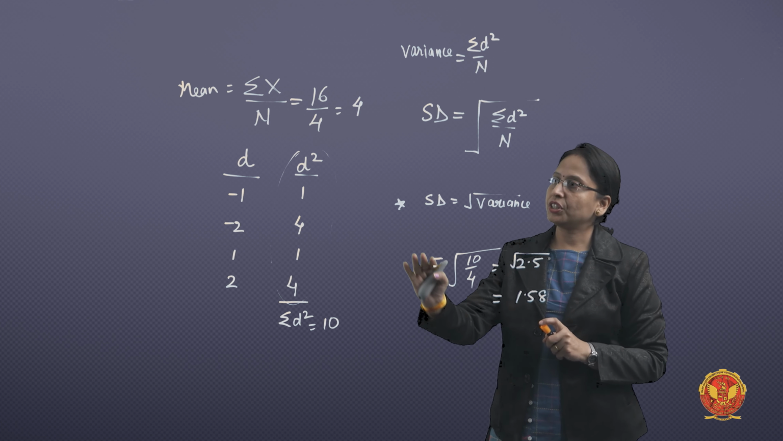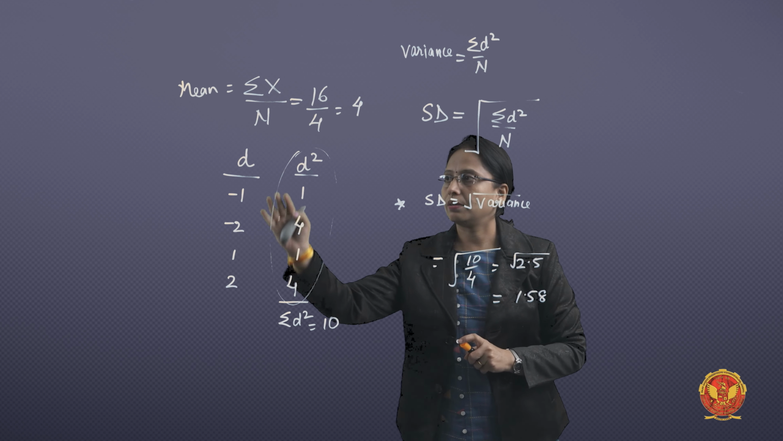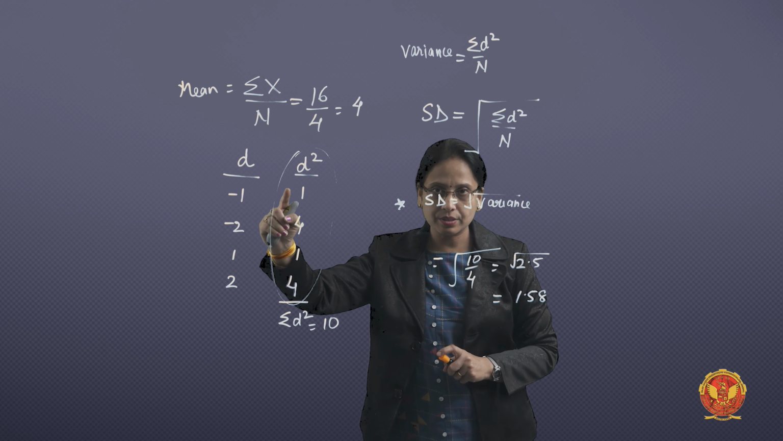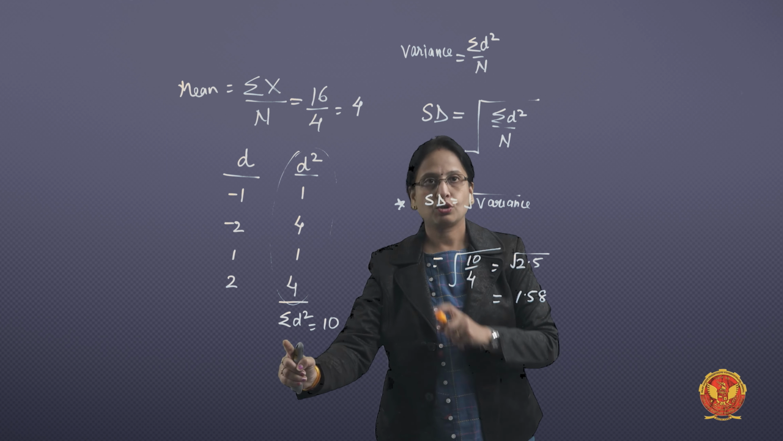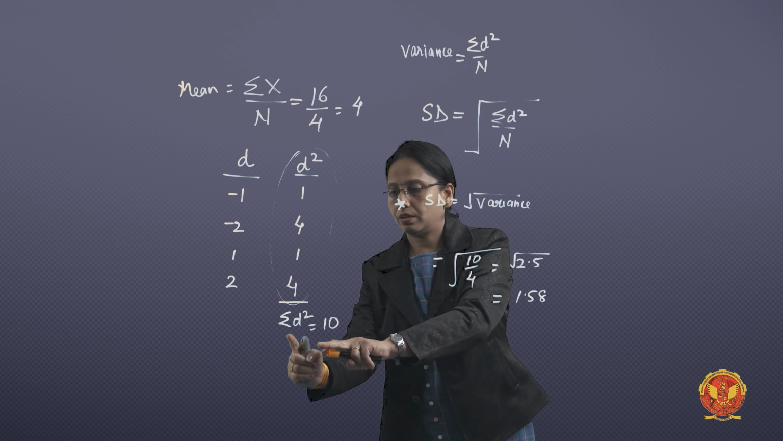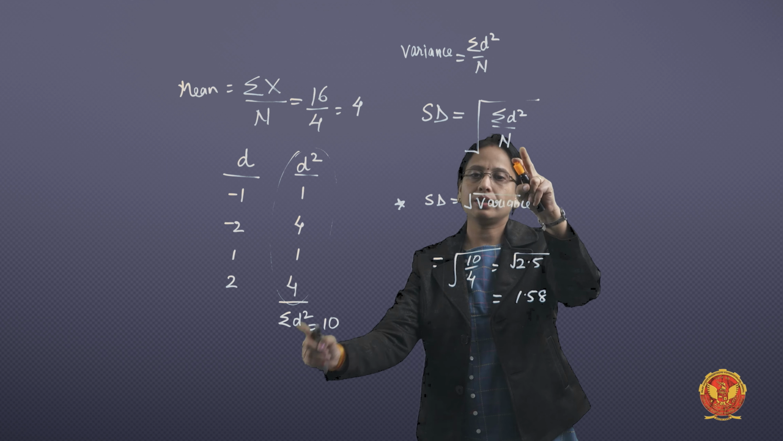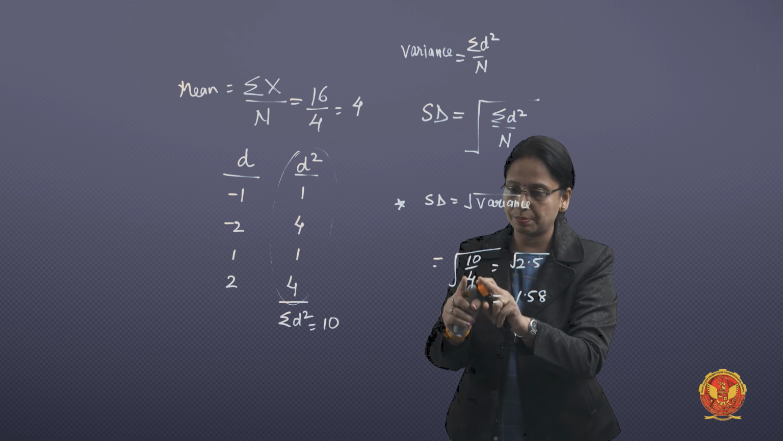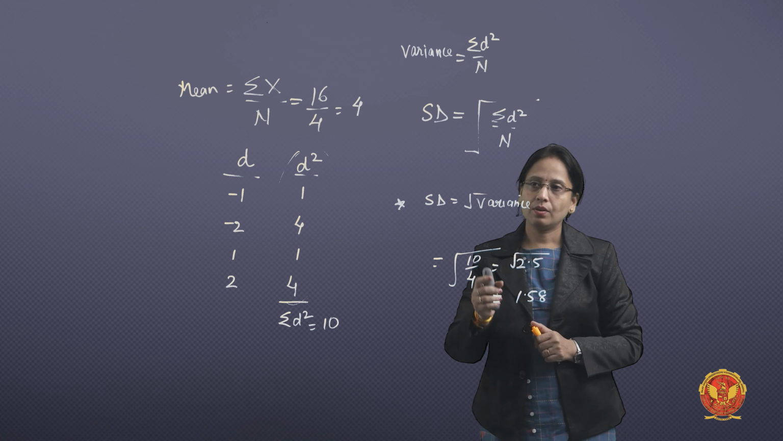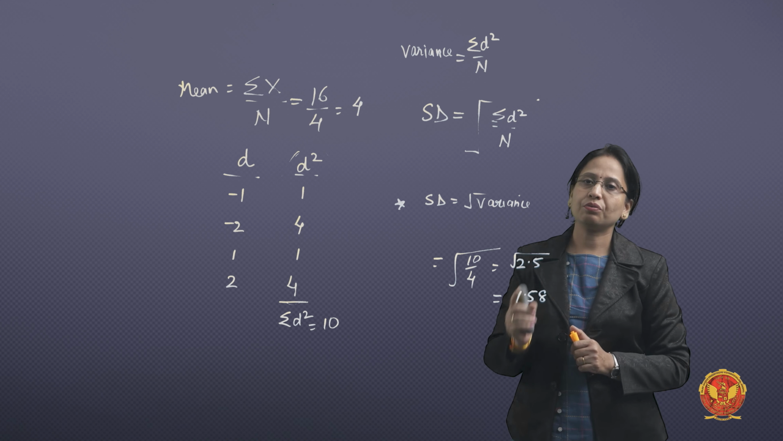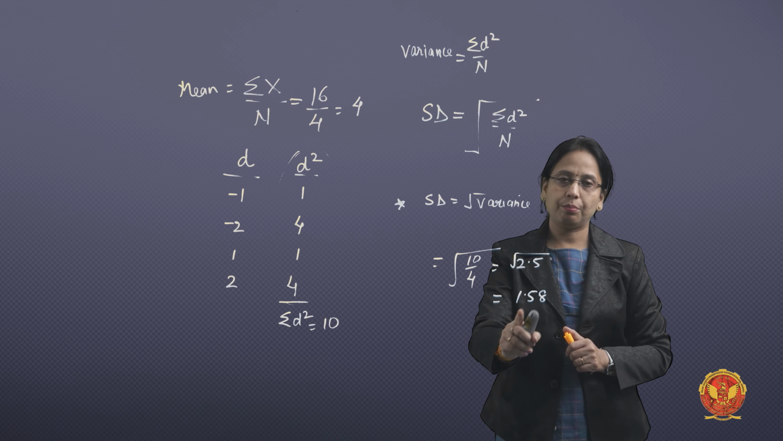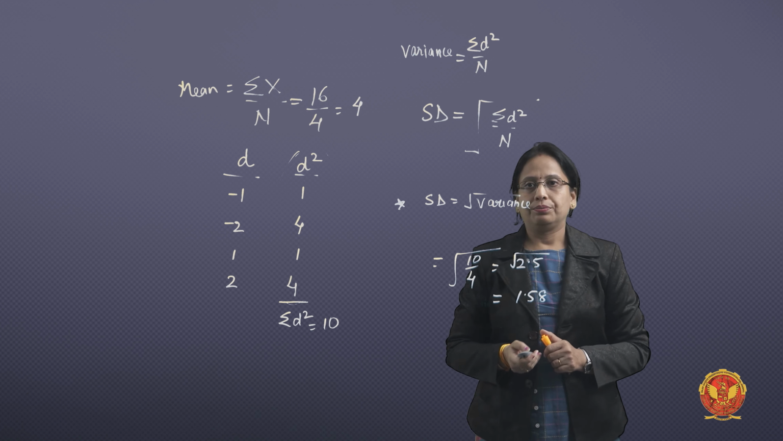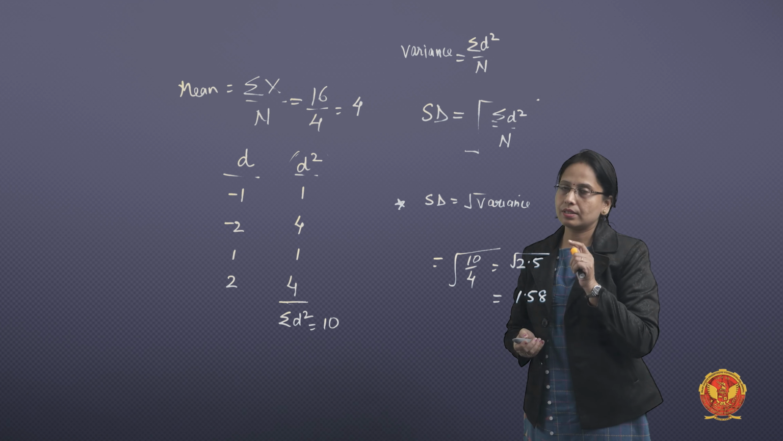How to find out the standard deviation in the case of an individual series? First, calculate the mean. Find out the difference from the mean. Square these differences. Find their sum. Use this sum directly in the formula. In case they ask you what variance is, variance is only this part. Variance is 2.5. So we have calculated standard deviation in the case of an individual series, which came to 1.58 using this formula.